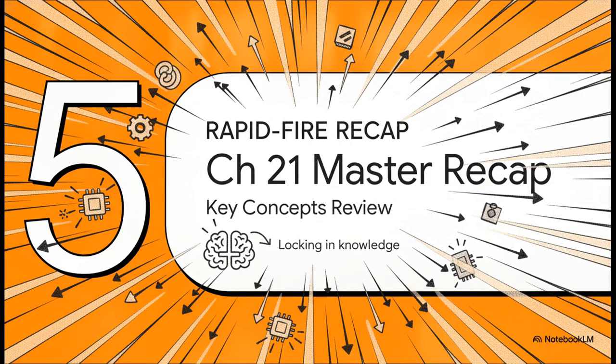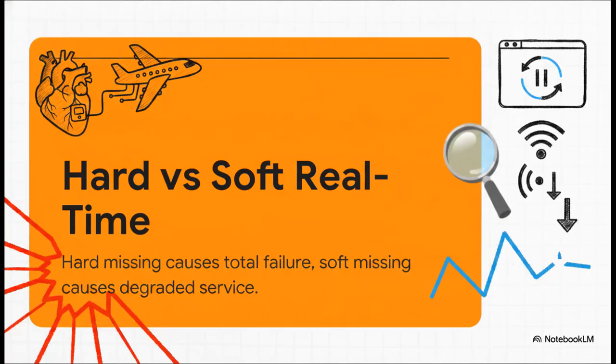And that brings us to Section 5, our Chapter 21 Master Recap. Grab a breath, get ready, and let's zoom out to lock in this knowledge. First up in our rapid-fire recap is the most fundamental distinction you will be tested on: hard versus soft real-time systems. Remember, time is a literal functional requirement here.